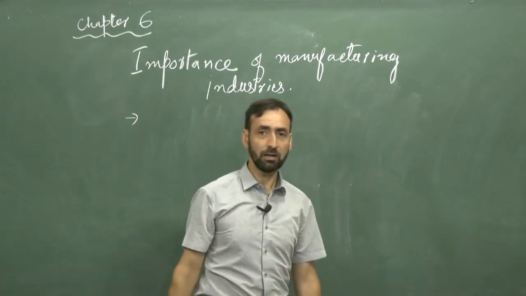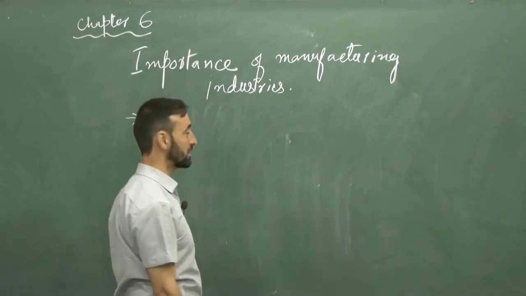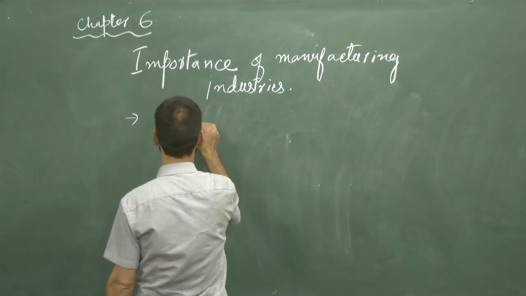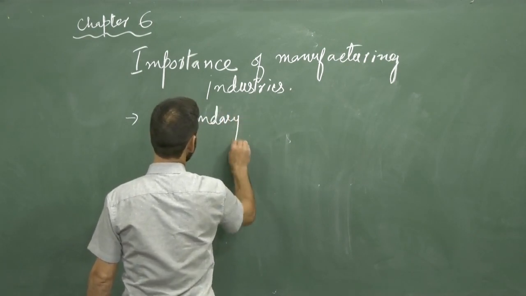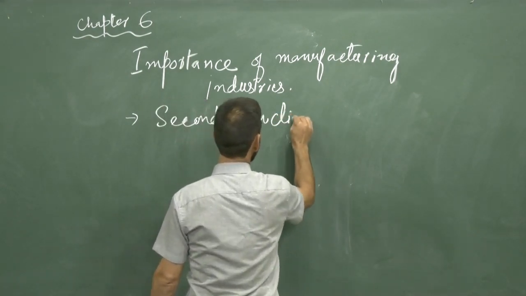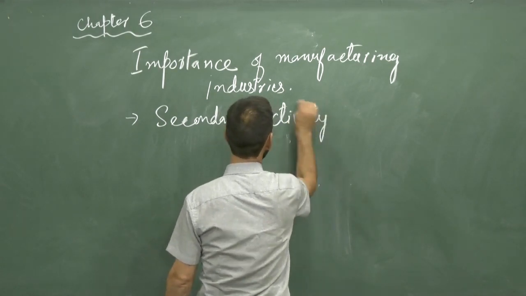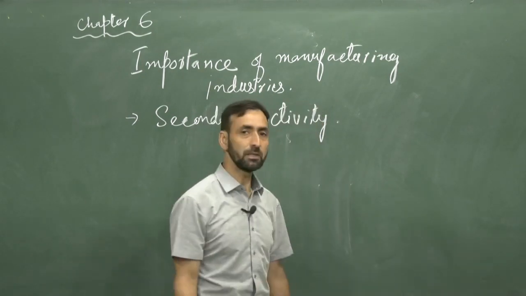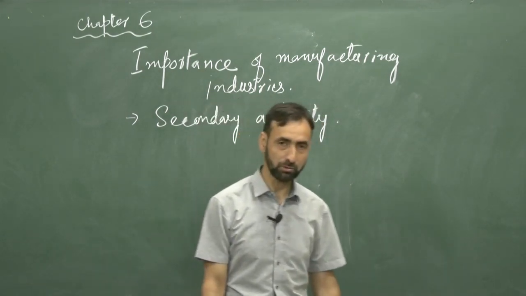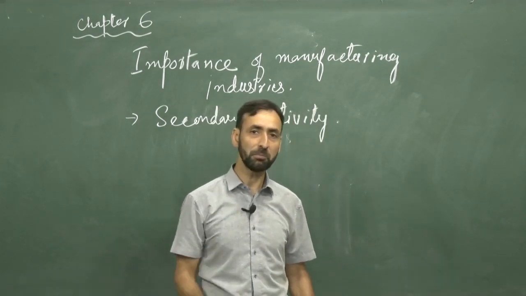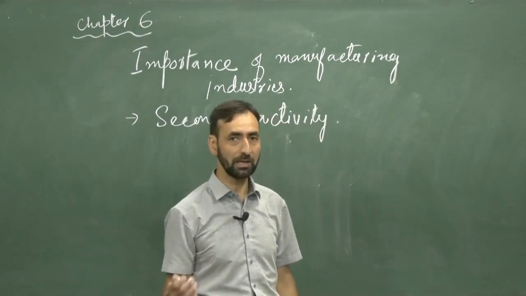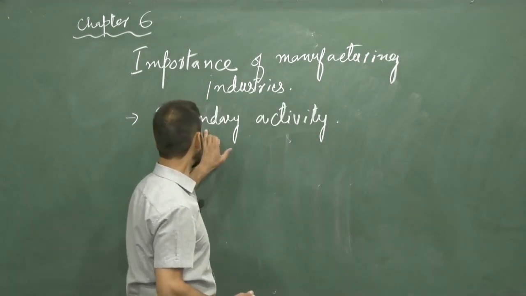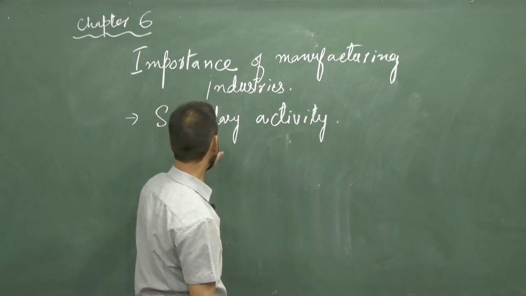We can say that the manufacturing industries sector is a secondary activity, so far as economic activities are concerned. This secondary activity is interrelated with the primary activity because it has to get its raw material from the primary sector, like agriculture, mining, etc. In this way, it is considered a secondary activity.